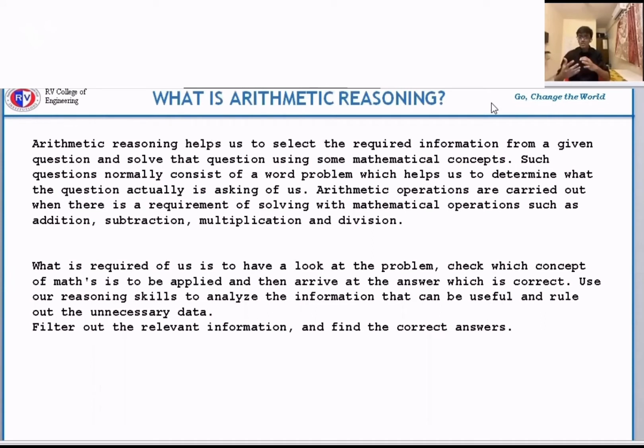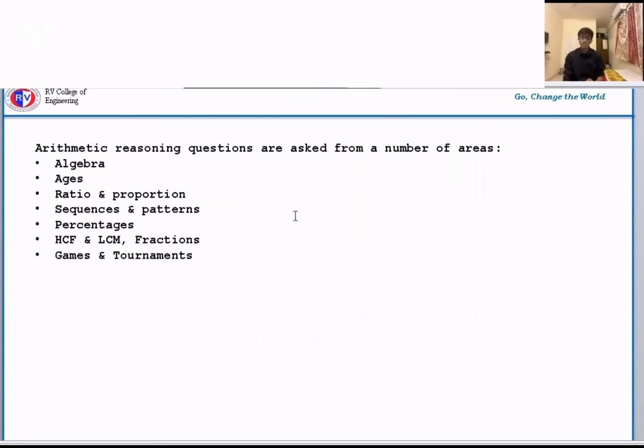Now, how to solve these arithmetic reasoning questions is basically you have to look at the problem, check the concept of math that is applied, and then arrive at the answer. Use the reasoning skills to analyze the information that can be useful and rule out the unnecessary data. Filter out the relevant information and find the correct answer. Now, arithmetic reasoning questions are asked from a number of areas like algebra, ages, ratio and proportions, sequences and patterns, percentages, HCF and LCM, fractions, and games and tournaments.